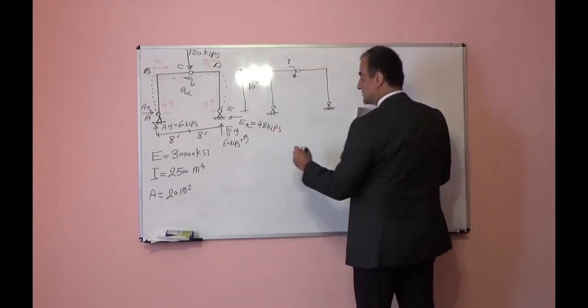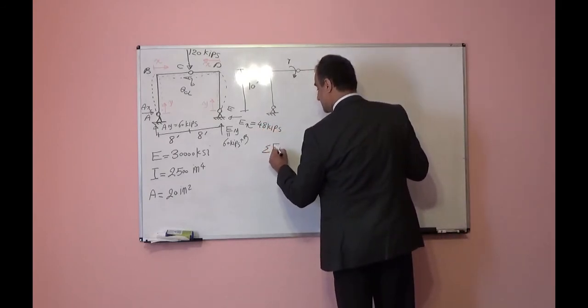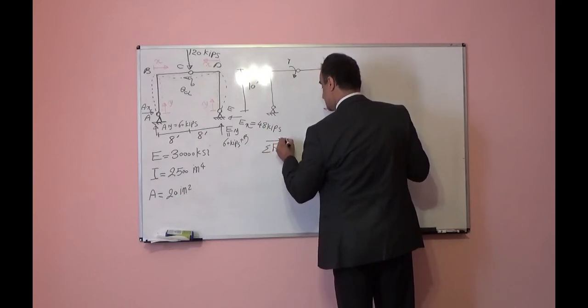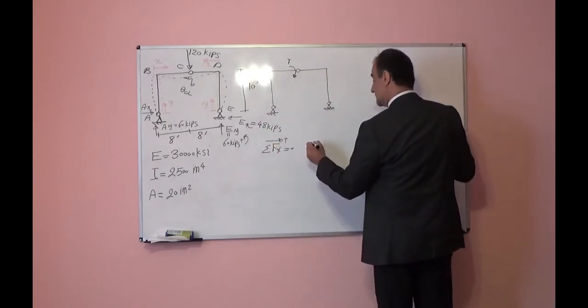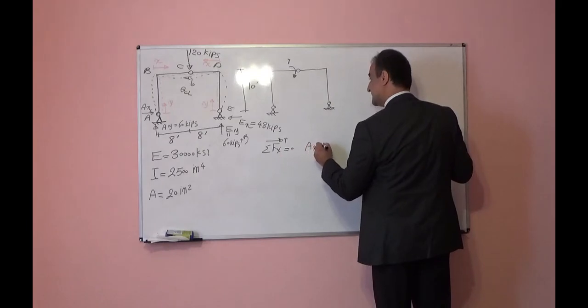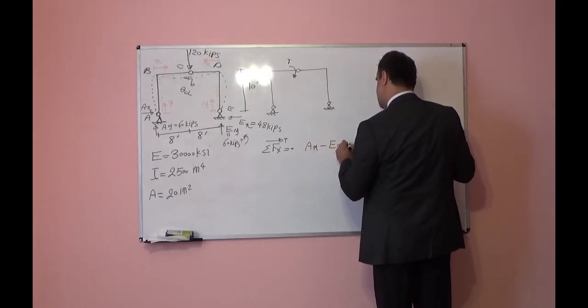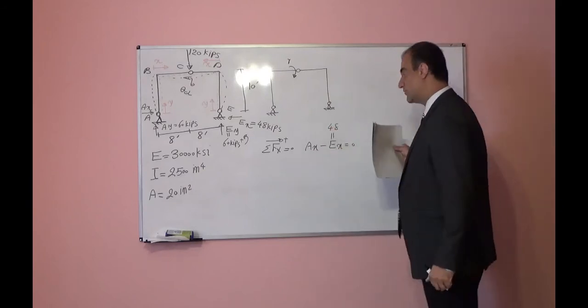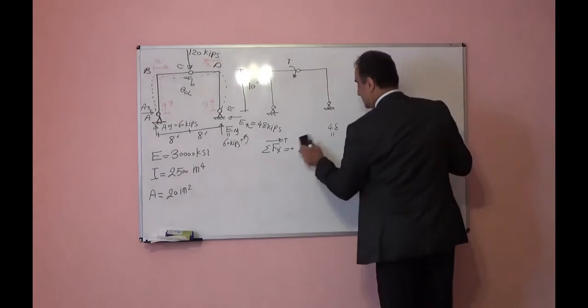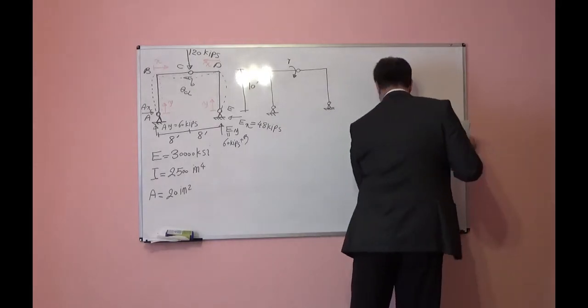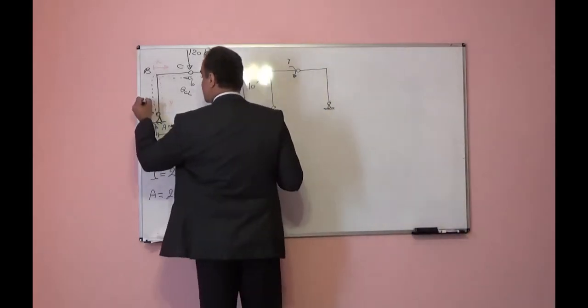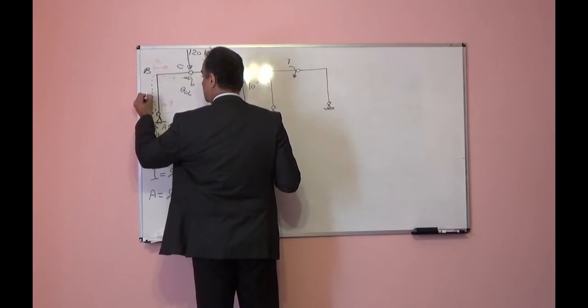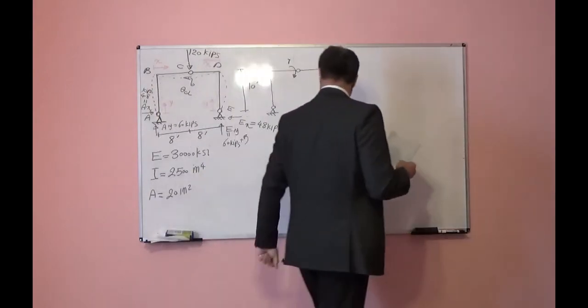Summation of forces in horizontal direction is equal to 0. So Ax minus Ex is equal to 0. We know Ex is 48, so Ax will be 48 as well. So I will plug here Ax magnitude 48 kips. Let's look at this one.